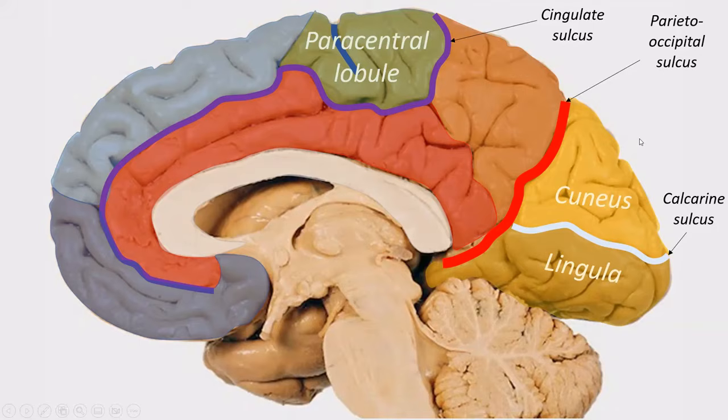Then let's move on to the parietal lobe. What do we have in the parietal lobe? Anteriorly of the parieto-occipital sulcus, we have the precuneus, and you already saw the cingulate gyrus appear on these images. The cingulate gyrus is the gyrus situated on the midline part of the limbic lobe and situated between the corpus callosum and the cingulate sulcus.